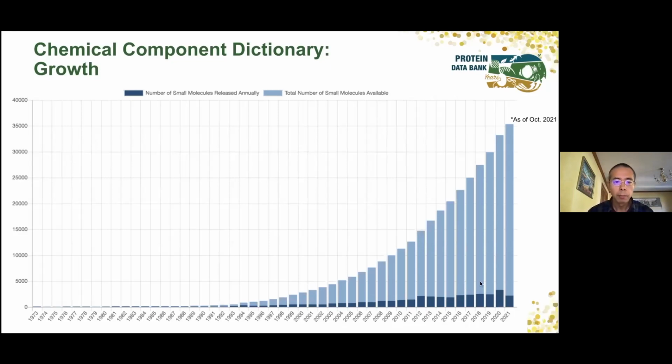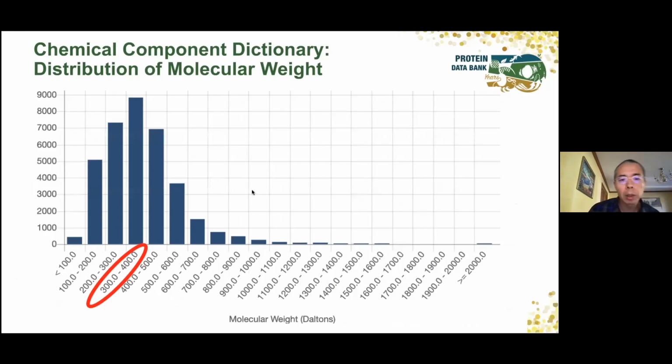In terms of molecular weight, what you can see in this distribution chart is that most of the CCD ligands are between 300 and 400 daltons. Actually, more than 90% of the CCD ligands are between 100 and 700 daltons. I'll give you some examples here. For example, phosphate ion is about 90 in the first bar, glucose 180 in the second bar, penicillin G is 330, and ATP is about 500. The mean and median of the distribution are 370 and 350.